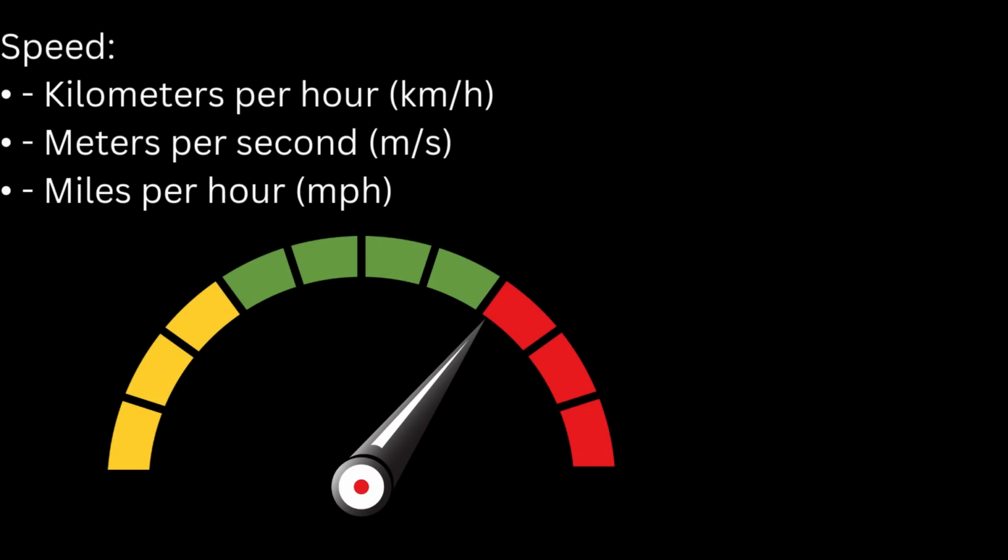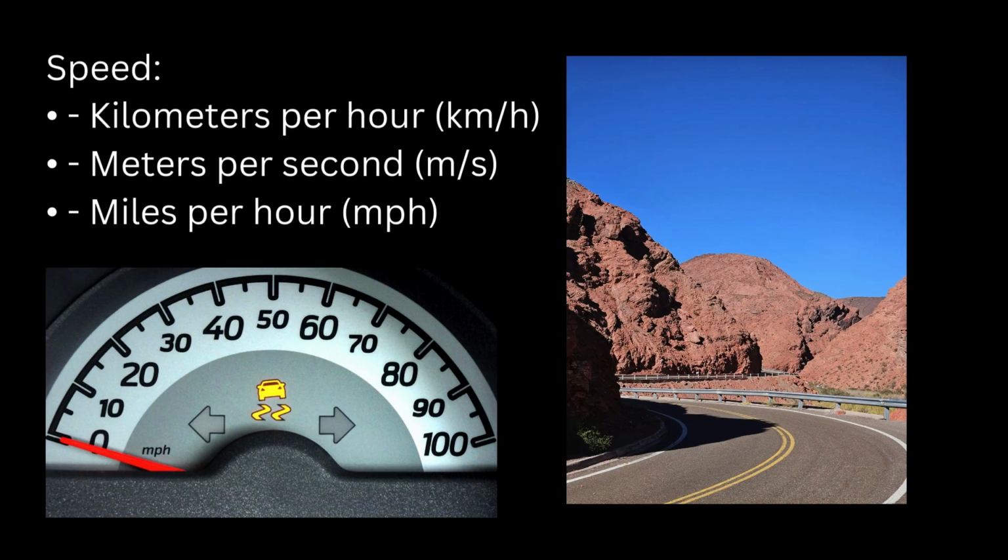And we can measure this in meters per second, which can be represented as m by s. It is used in scientific measurement, physics problems, and even in sports performance analytics. Okay, miles per hour can also be used, which is represented as mph. It is used in the United States and some other countries for road speeds.